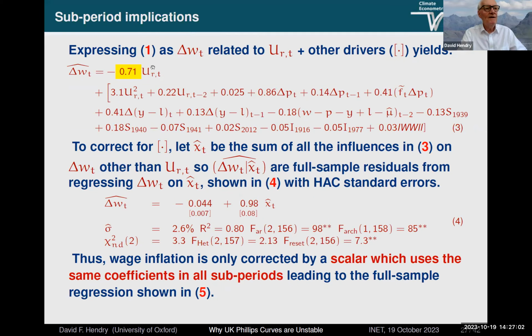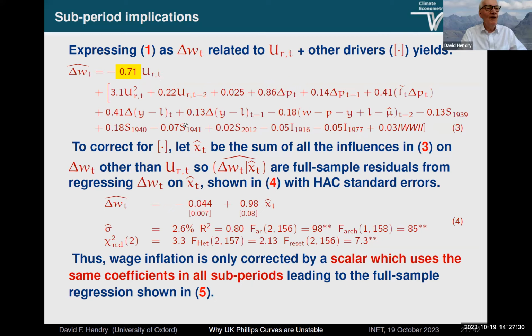Now, if we express our real wage equation as a nominal equation related to unemployment by putting the change in the rate of inflation in this box. So this box contains all the other variables other than unemployment. And if you solve out for what the unemployment coefficient is, lo and behold, it's almost exactly Bill Phillips' coefficient, minus 0.71. And then there's all this stuff.